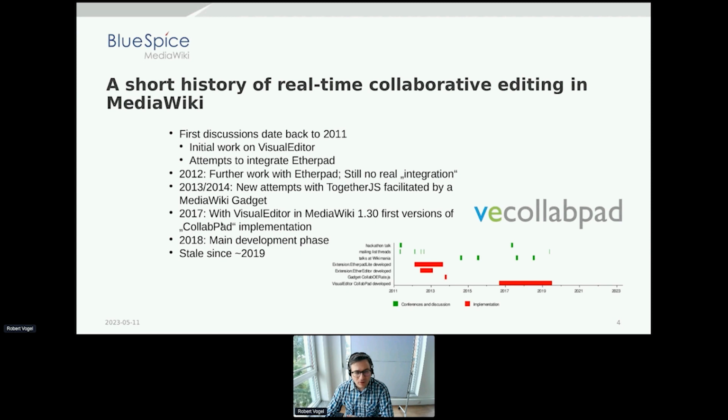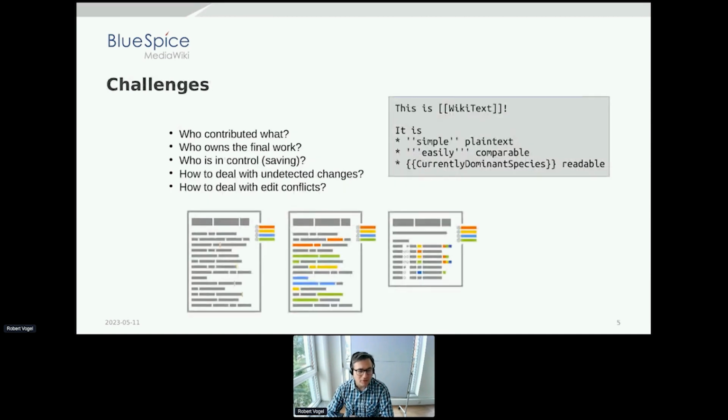Once CollabPad was available, they actually invested quite some work into that throughout the years 2017 and 18 and a little bit in 19. But since then, the work declined, and the code is still maintained to some degree. So they are applying compatibility fixes and stuff like that. But there's currently no active project that deals with developing things further. And the reason for that is what we see here on the challenges page.